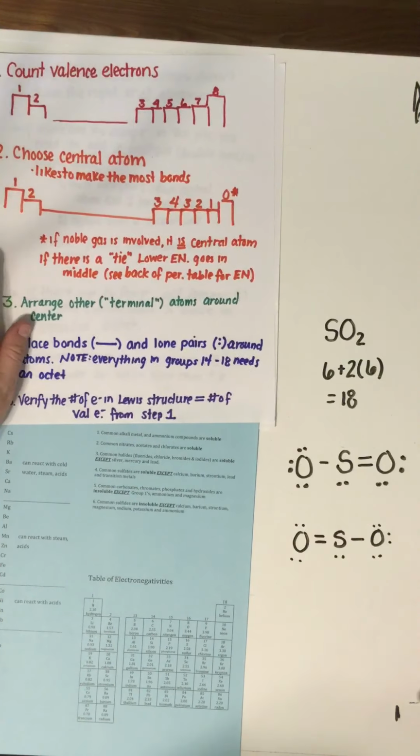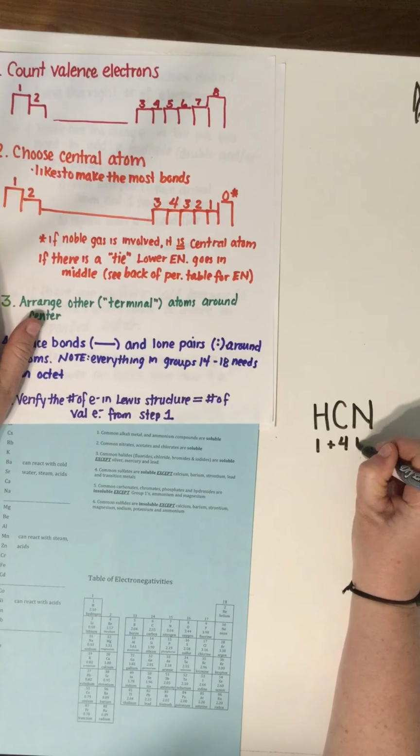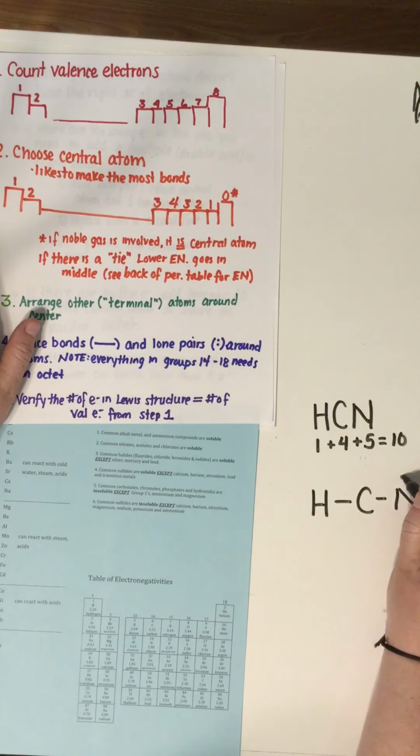Let's look at hydrocyanic acid. That's HCN. 1 plus 4 plus 5. It's a total of 10 valence electrons. Carbon likes to make 4 bonds, hydrogen likes to make 1, nitrogen likes to make 3. Carbon goes in the middle. Anything in group 14 through 18 needs an octet. And then we count electrons. 2, 4, 6, 8, 10, 12, 14. And we're only allowed 10.